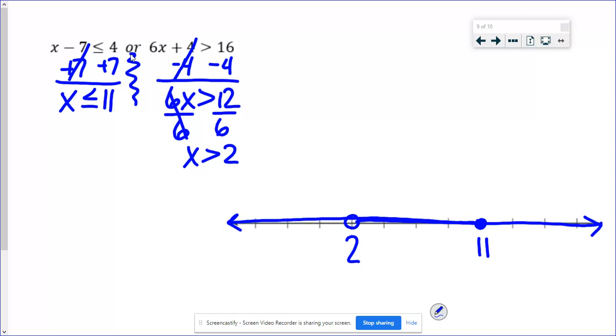Now, the 2 did have an open circle, but when I shaded from my 11, it went right over that open circle, which really kind of fills that in. When I look at this, my entire number line is shaded, which means that any number I pick will work. Since it only has to work in one or the other, in this case, sometimes it does work in both of them. This can be any real number. That doesn't happen very often, but occasionally it does.